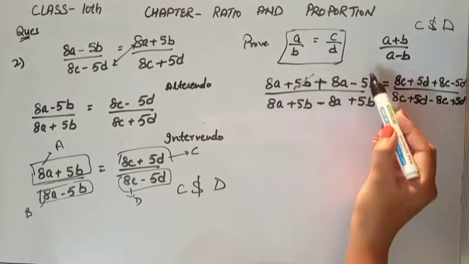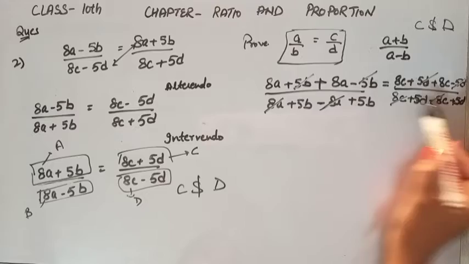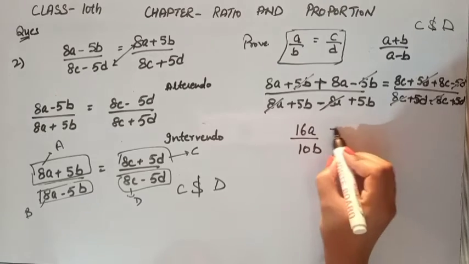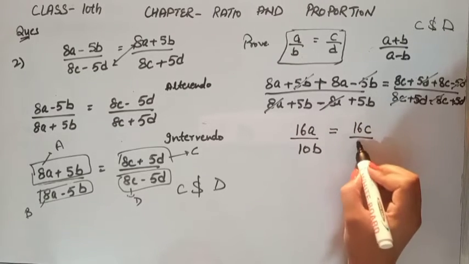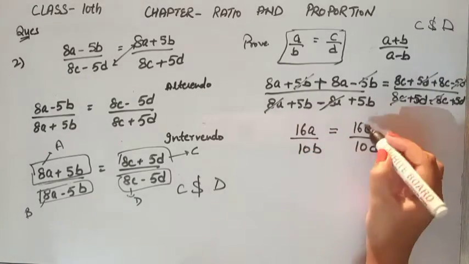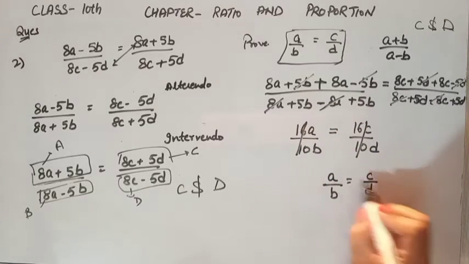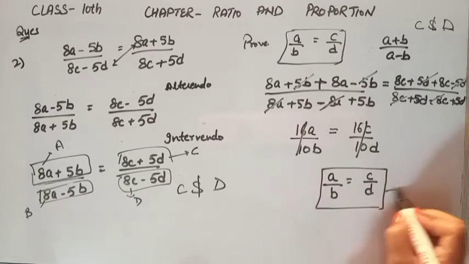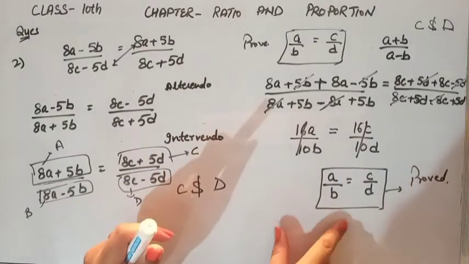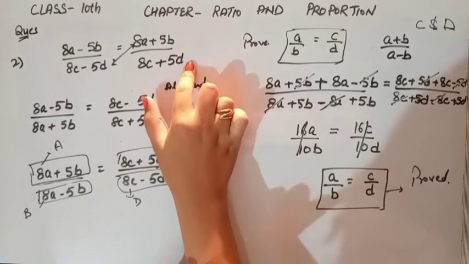So over here 5B cancels out, 8A and 8A cancel out, 5D cancels out and 8C cancels out. So it becomes 16A upon 10B is equal to 16C upon 10D. These both terms are common, 16 by 10 and 16 by 10, so they cancel out with each other and we get A by B is equal to C by D. We have got the result, and this we have proved. So if we are given this, we can first multiply with these terms and then we get this term in our previous question.